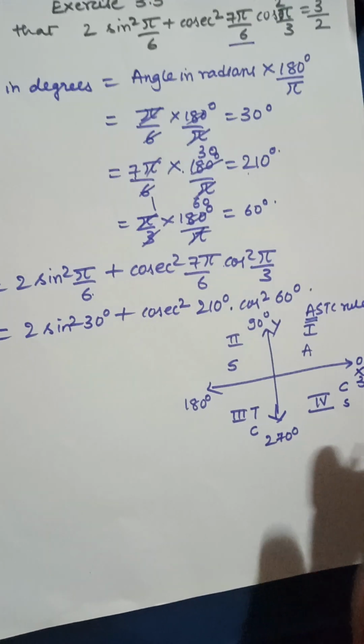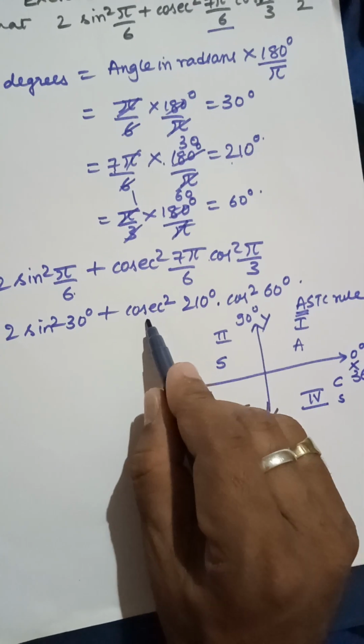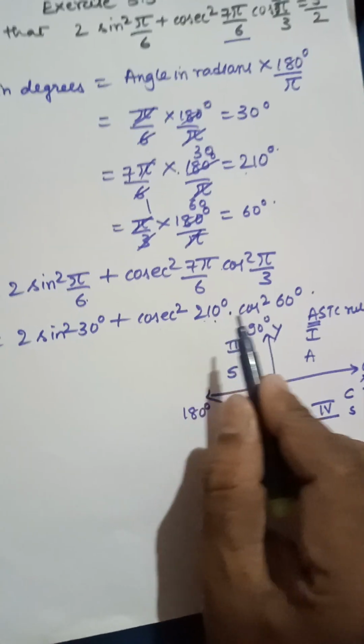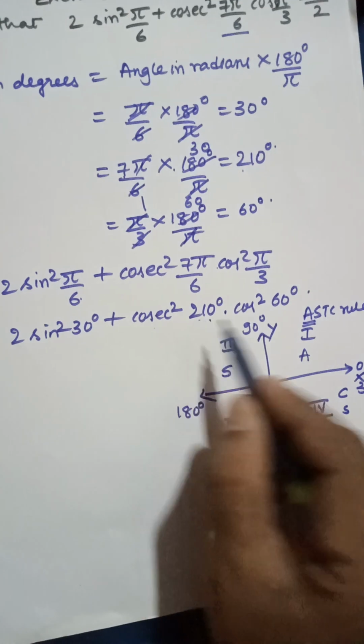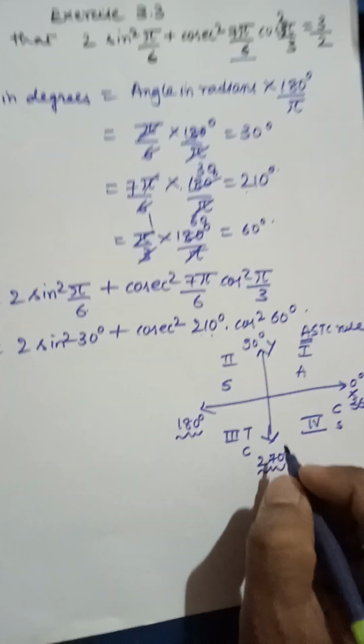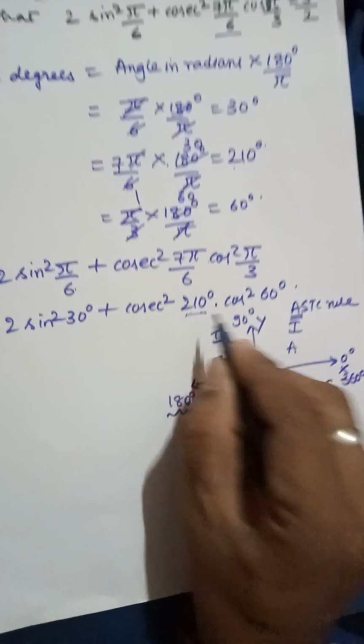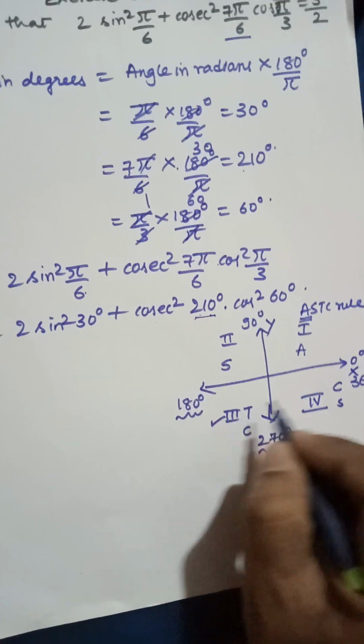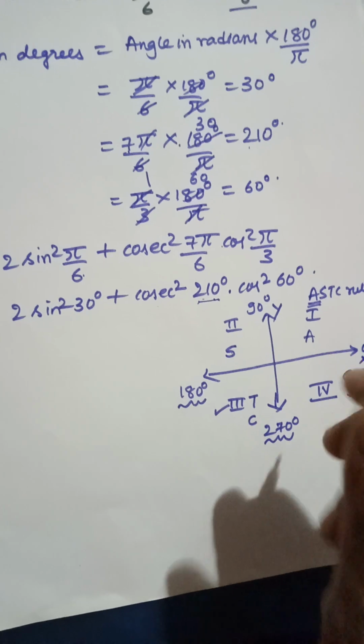Now, what is cosecant square 210 degrees? So 210 degrees lies between 180 degrees and 270 degrees. That means this particular angle lies in the third quadrant. 210 lies in the third quadrant.